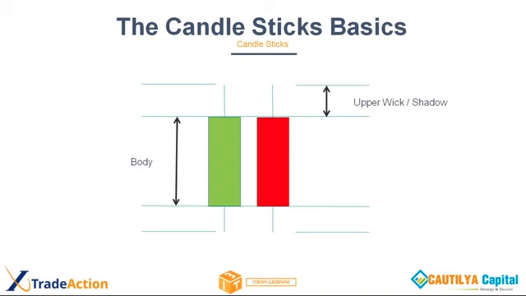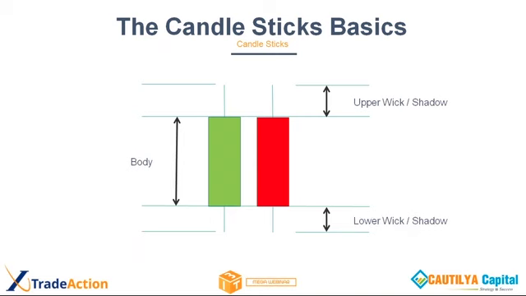And there is something called a wick at the top. The distance between the close to the high of a green candle or the open to the high of a red candle is called an upper wick. In candlestick language, they use wick. Some people call it shadow also. Based on my experience, I prefer calling it wick.